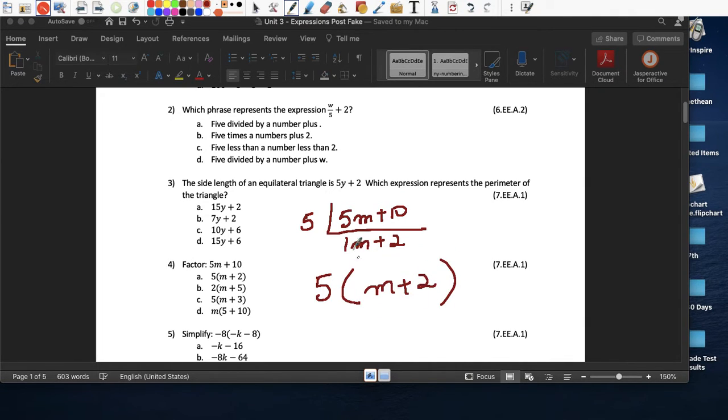Do I have anything that looks like that? I do. Letter A. Right? Or you could have just multiplied each of these, right? And see which one got you 5m plus 10.